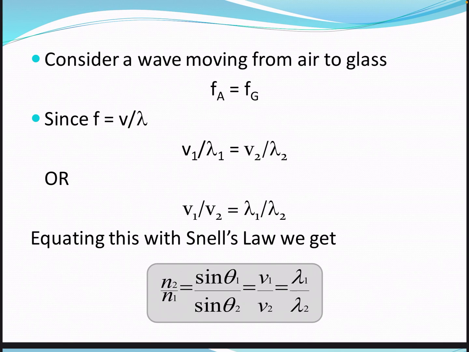Okay? We can then link that to Snell's law and say that n2 over n1 is equal to sine theta 1 over sine theta 2, which is also equal to v1 over v2, which is also equal to lambda 1 over lambda 2. You're never going to be using all of those at once, but what that means is you can basically pick any pair. So if you know the refractive indices, you can work out the speeds. If you know the angles, you can work out the wavelength, and so on and so on.